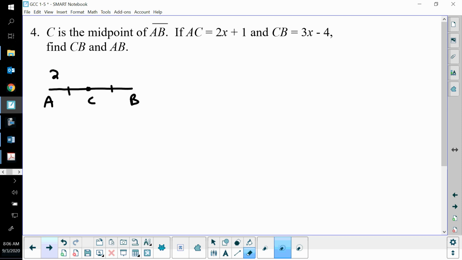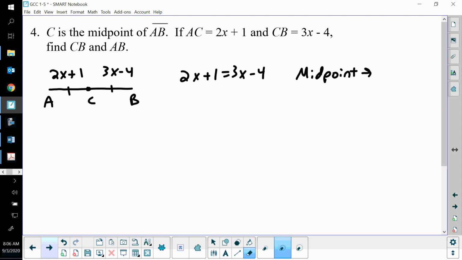They tell us AC is 2x plus 1. They tell us CB is 3x minus 4. Well, because we had a midpoint, we know those should be equal. So we can do 2x plus 1 equals 3x minus 4. And we'll say our midpoint implies, which we show with an arrow, two congruent segments.